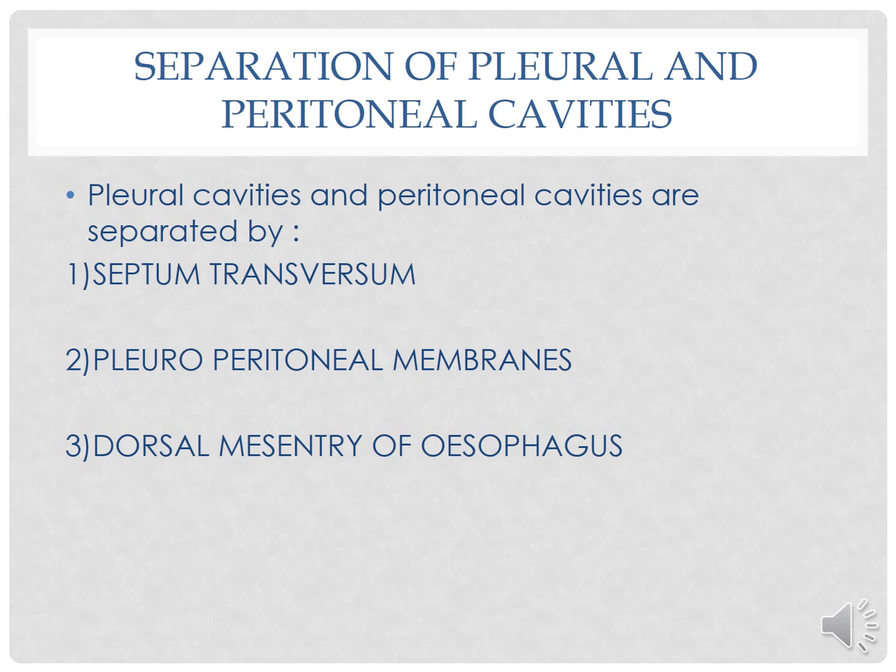Now, the pleural cavity has to be separated from the peritoneal cavities also. So what are the structures causing this separation? There are three structures which are responsible for separating the pleural cavities from the peritoneal cavities.